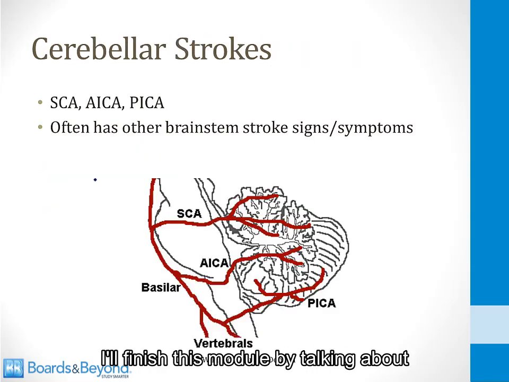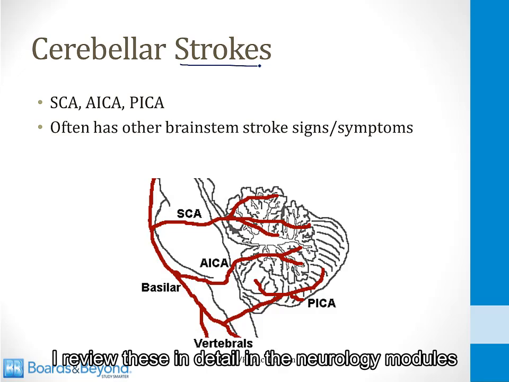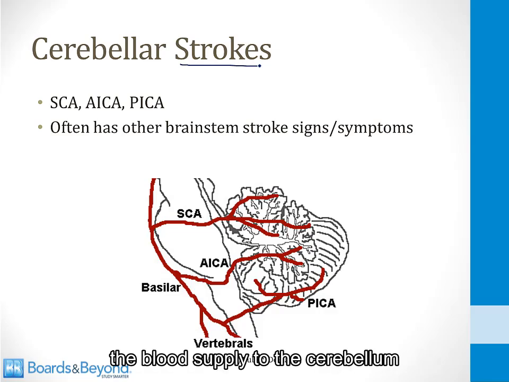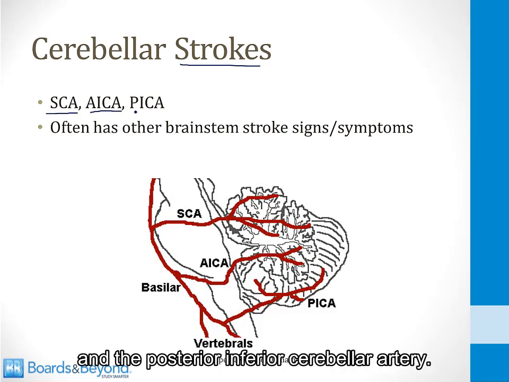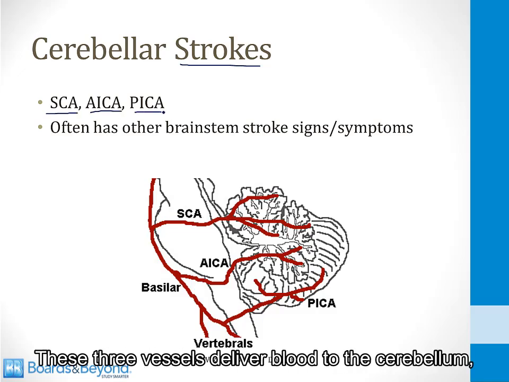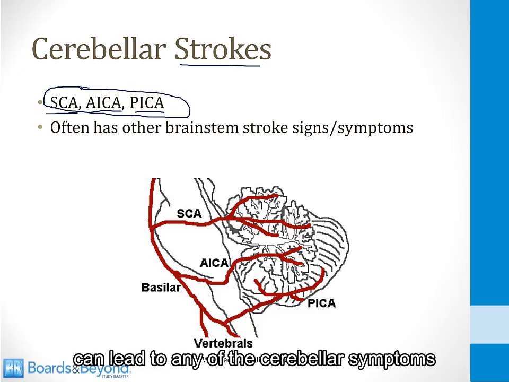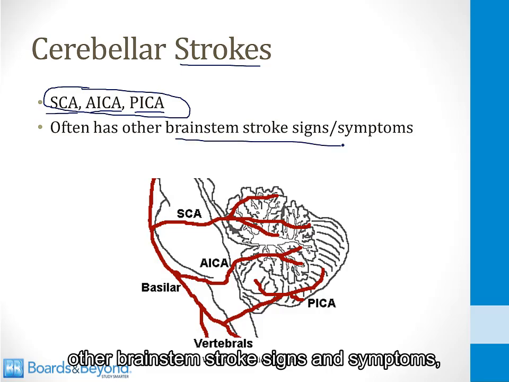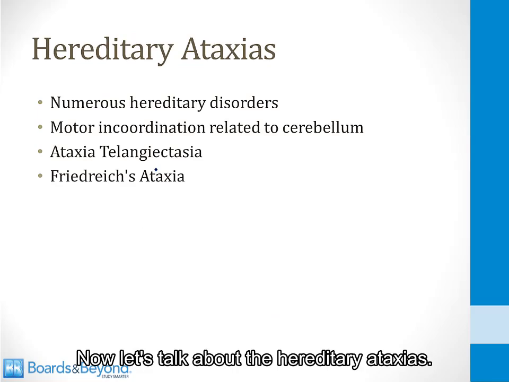I'll finish this module by talking about cerebellar disorders, and I'll start by reviewing cerebellar strokes. I review these in detail in the neurology modules on stroke syndromes, but by way of review, the blood supply to the cerebellum includes the superior cerebellar artery, the anterior inferior cerebellar artery, and the posterior inferior cerebellar artery. These three vessels deliver blood to the cerebellum, so a stroke involving any of these three blood vessels can lead to any of the cerebellar symptoms we talked about on the last few slides. In addition, these patients often have other brainstem stroke signs and symptoms, and I talk about all this in other videos. Now let's talk about the hereditary ataxias.